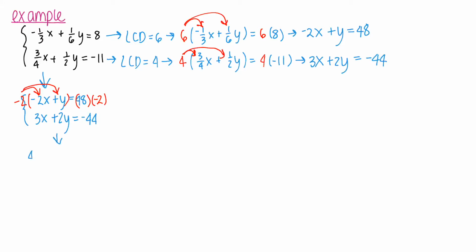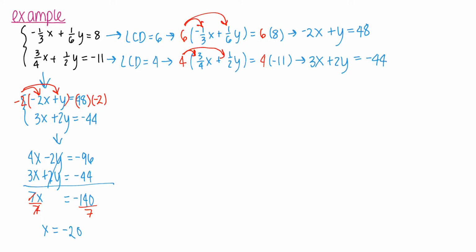So negative 2 times negative 2 is 4x, and then minus 2y is equal to negative 96. And then the bottom equation will stay the same. So 4x plus 3x is 7x. The y's cancel. Let's see, this is going to be negative 140. Dividing by 7 on both sides, I'll get x equal to negative 20. So we just need to solve for y.